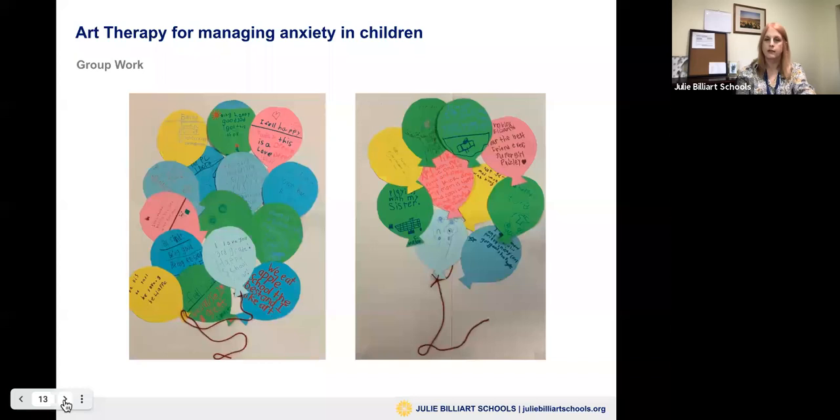I think that they were very honest. You can also do this with real balloons. You can write the positive thoughts on a real balloon and carry those around with you, which is fun for a younger group. I think they would enjoy the balloon.